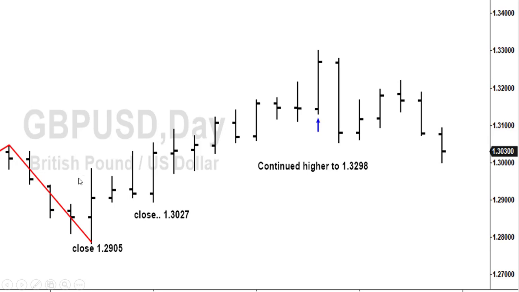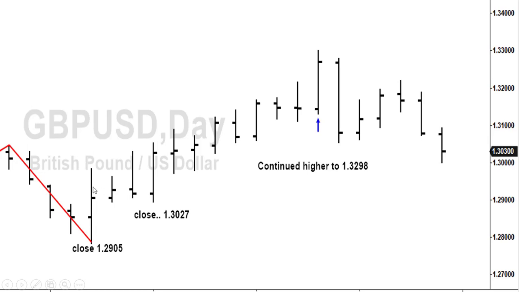Okay? Now, an outside vertical bar means that the bar that you're looking at has got a higher high up here, as per the pointer, than the high of the bar to its immediate left. And it has also got a lower low than the low of the bar to its immediate left. So you can see that this bar had a lower low and it had a higher high. So the next thing we're looking for is the close, and we're looking to see, is this close here, which is indicated by this little tick, closer to the high or closer to the low?